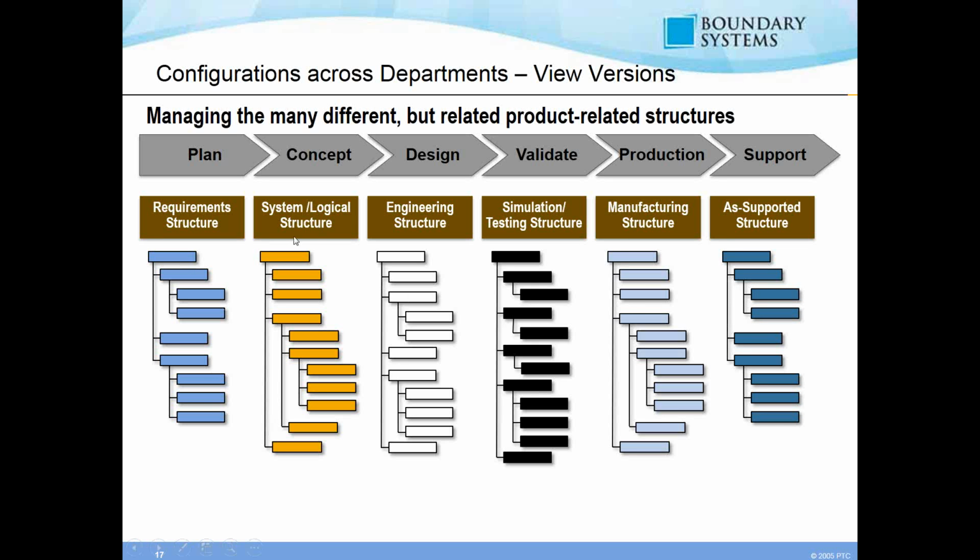Then we may go into our concept development, and we may have a logical structure that differs from that requirement structure. When we go to actually build the CAD, engineering is going to build their EBOM, or their engineering bill of materials, based on design intent, based on grouping things logically for how you want to design that and how you're going to make changes to it in the future.